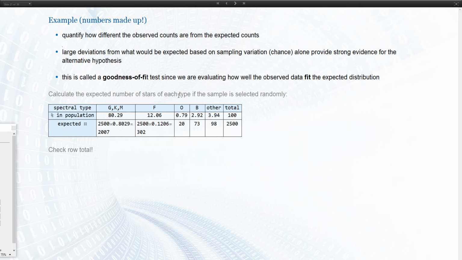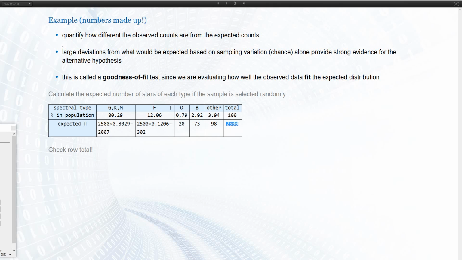So, let's say these are the population fractions. We know this. So that means if our sample was representative for the population, we would expect 80.29% in our sample to be in this category, 12% to be in this category, 0.8% to be in this, and so on. It should follow the population. And we can compute that this needs to be 2007, 302, 20, 73, and so on, given we have a sample size of 2,500.